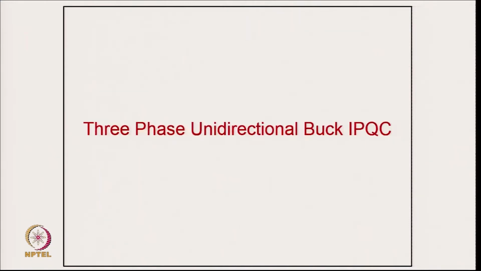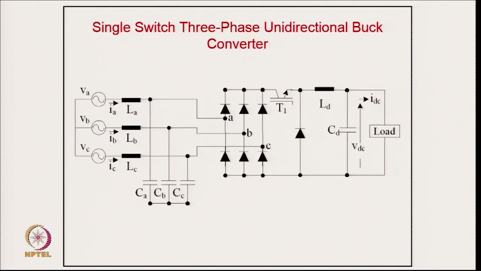Now, coming to the 3 phase unidirectional buck converter. This is a simple buck converter, a buck converter after a diode rectifier, and it is a replacement for a semi converter or thyristor converter type. A single switch cannot give good power quality on the input side, but you use an LC filter on the input side of this converter to get reasonably good power quality.